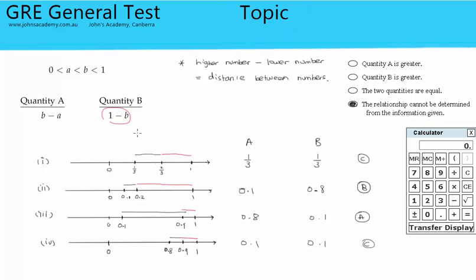So because we're not given exactly where A and B are, the distance from B to A could be bigger than the distance from 1 to B, or vice versa. Okay, so therefore the answer is D.